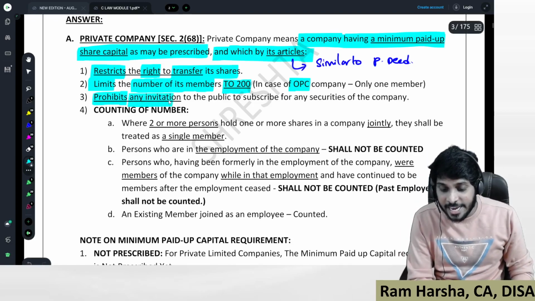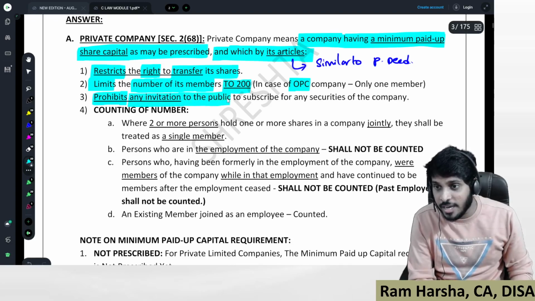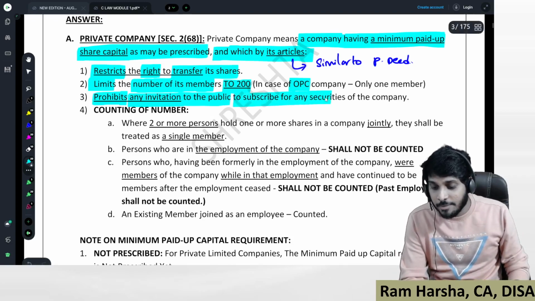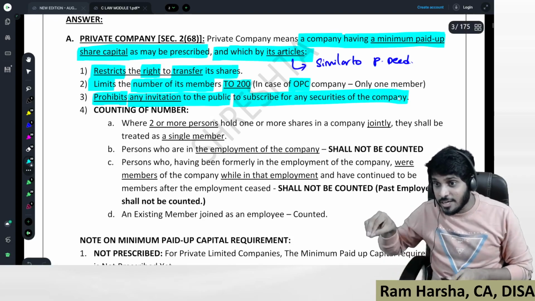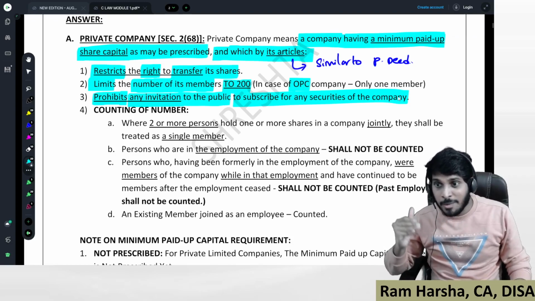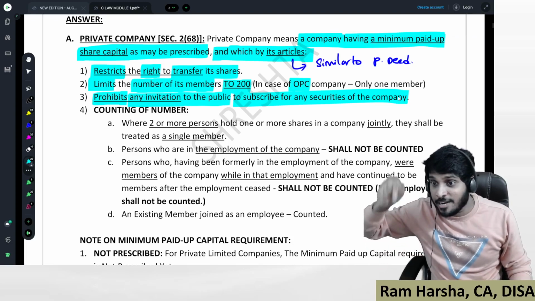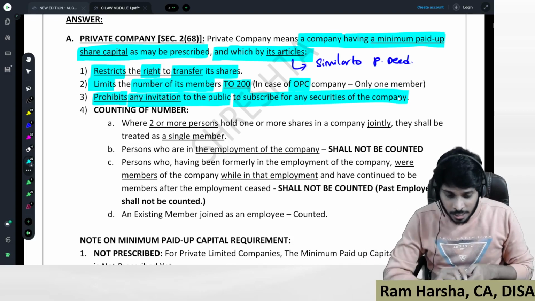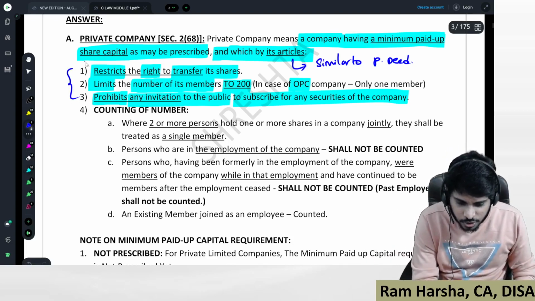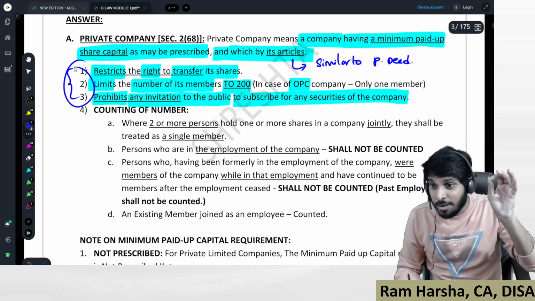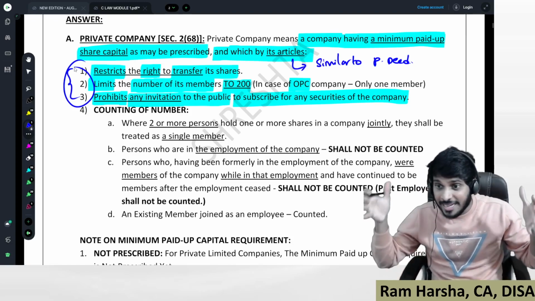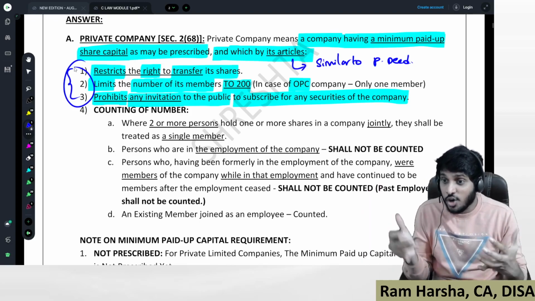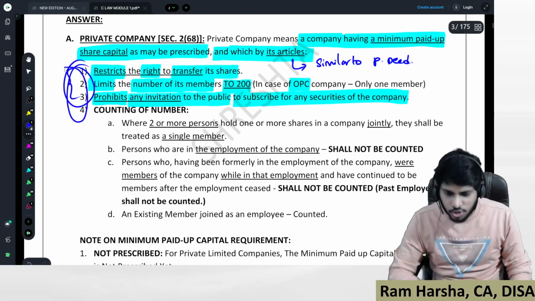prohibits any invitation to the public to subscribe any securities. I told you, in a private company, the public cannot come and buy the shares. It is prohibited by company law. It is prohibited by the articles. It is compulsory in the articles of association, in the company deeds, bylaws, as we also call it.